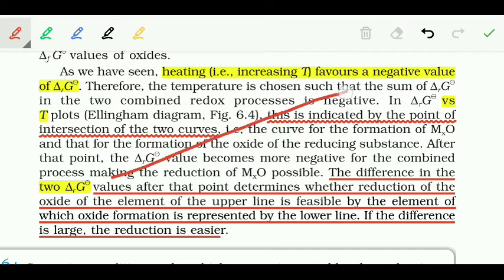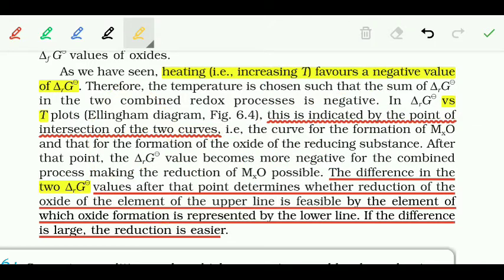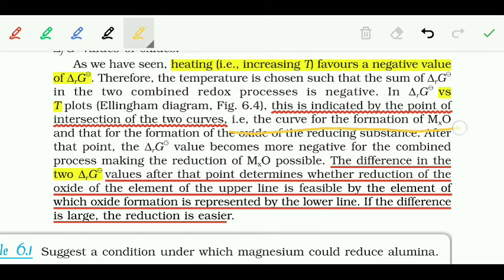Whenever the two curves intersect, let's say we call this point P. On the right hand side of point P, we always have a negative delta G, and on the left hand side of P, we always have a resultant delta G with a positive value. That is the curve for the formation of a metal oxide and that of the formation of the oxide of the reducing agent. It means they are asking the same point again. As soon as we move towards the right hand side of the diagram, the reaction will be spontaneous.